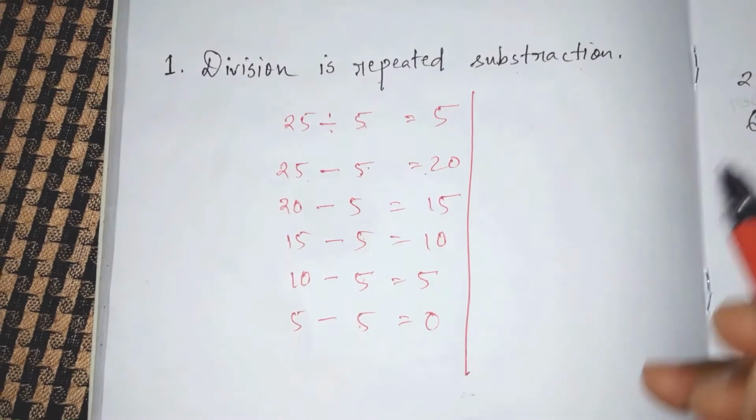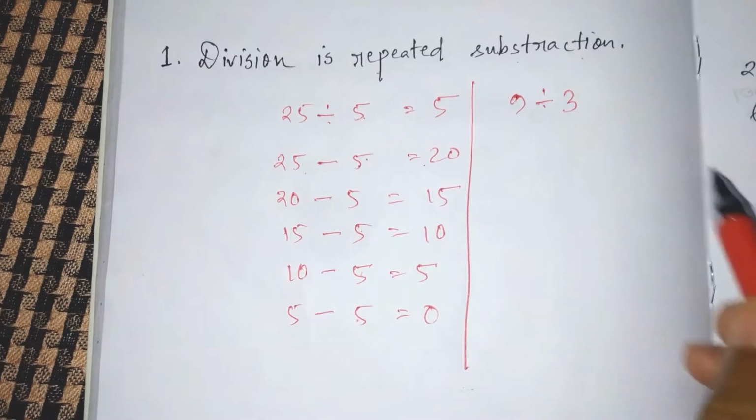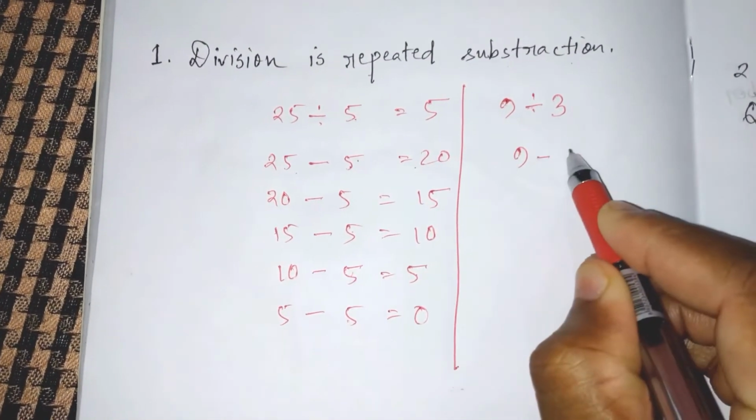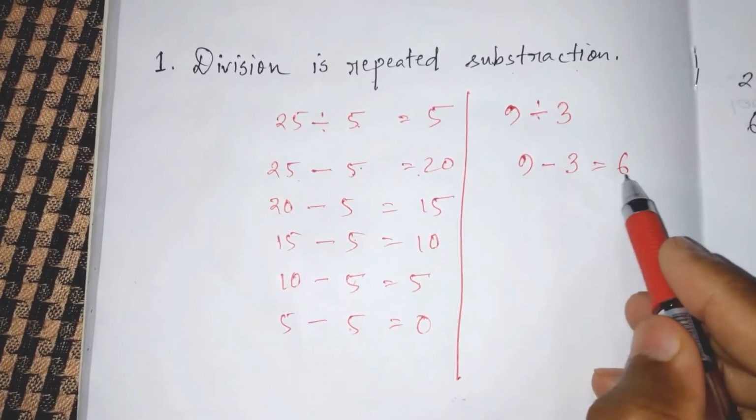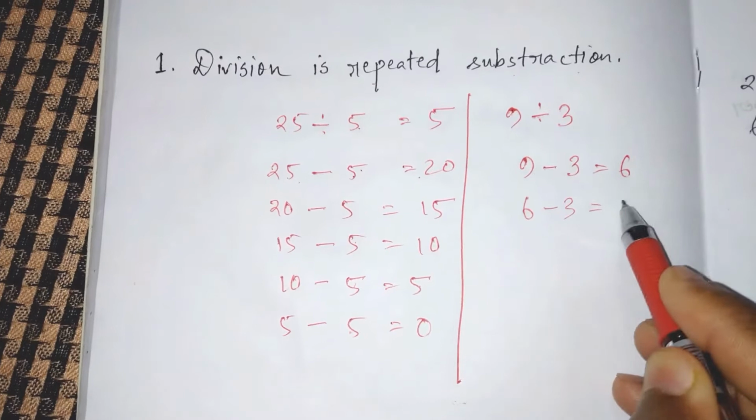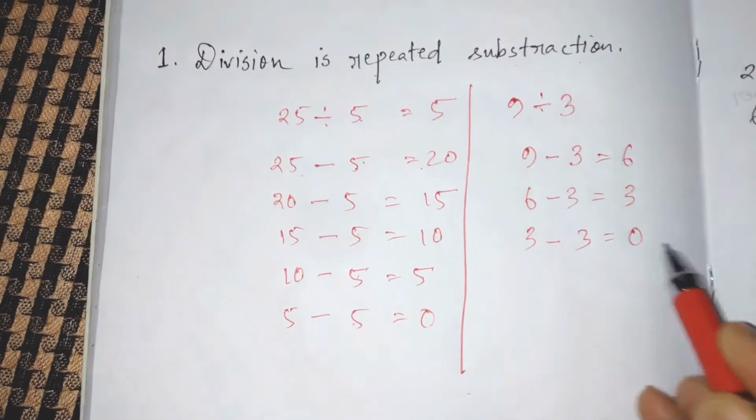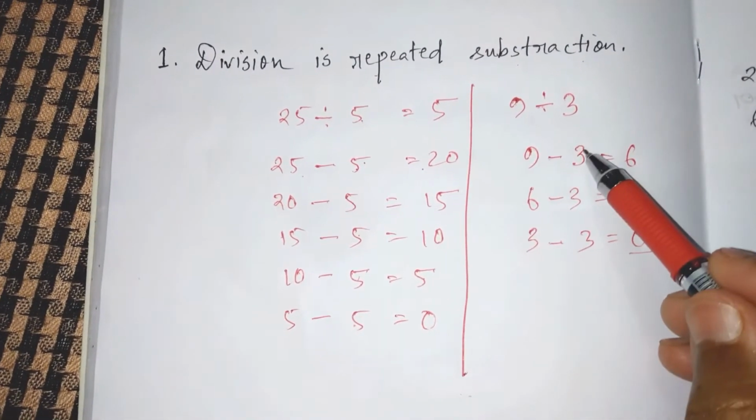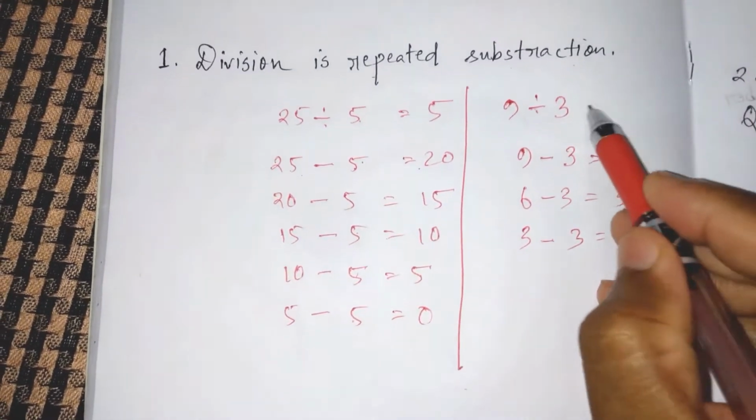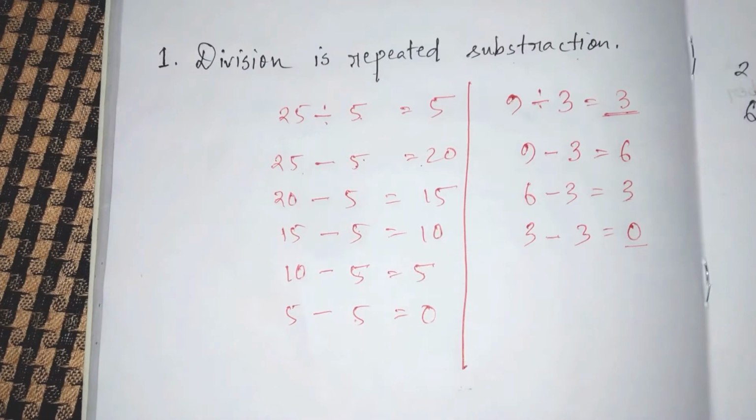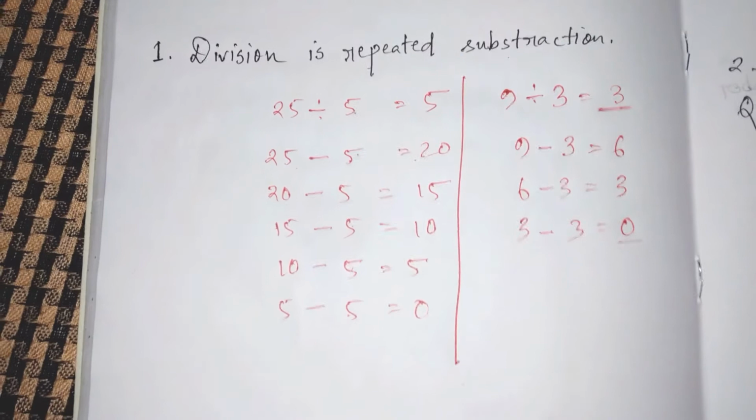If I take another example, 9 divided by 3, from 9 firstly I will subtract 3, then I will get 6. Then again I will subtract 3 from this result, 6 minus 3, I will get 3. Then again I will subtract 3 from 3, I'll get 0. So I have reached 0. Now you see how many times I have subtracted 3 from this 9: 1 2 3 times. That means the result will be 3. This is very easy to understand. I hope you have understood. Let's see the next one.